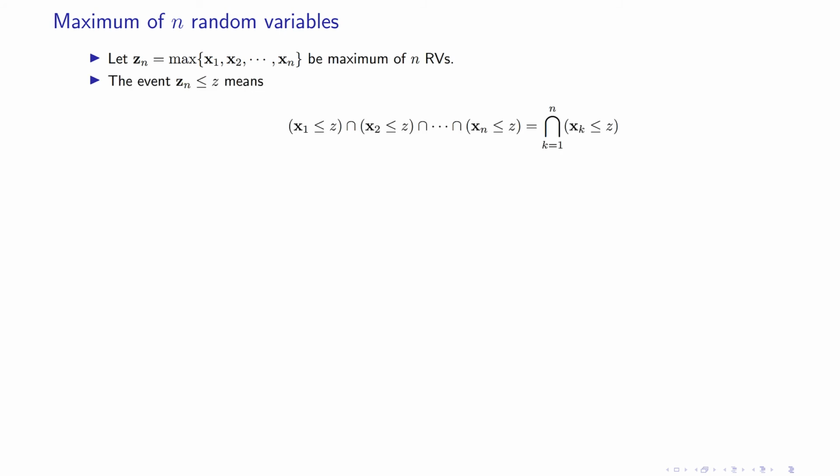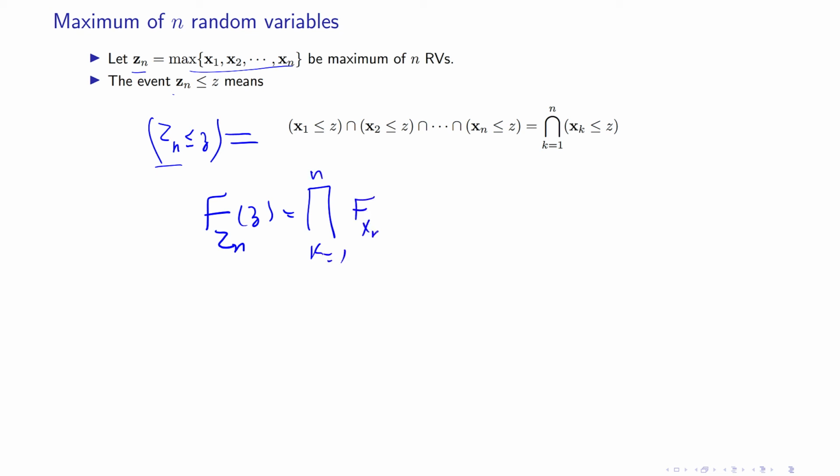If you have a maximum of n random variables, you could easily generalize the distribution you had. If you say Zn is the maximum of n random variables, then Zn is smaller than or equal to z means that the maximum of all of them is at most z. That means that all of them should be smaller, so it's going to be the intersection of these events. This event is equal to this one. Because they are independent, the probability of their intersection is the product of their probabilities. So you could say that F Zn of z is equal to the product over k equal 1 to n of F xk of z. You just replace all of those values x1, x2, etc. by z, and then multiply them together.